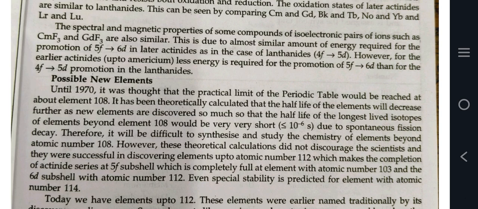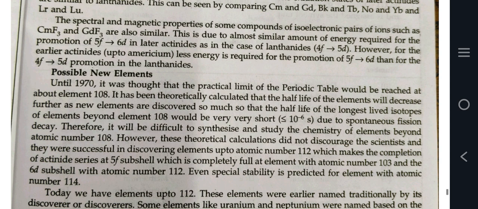Possible new elements. Until 1970, it was thought that the practical limit of the periodic table would be reached at about 108 elements. It has been theoretically calculated that the half-life of these elements will decrease further as new elements are discovered, so much that the half-life of the longest-lived isotopes of the elements beyond element 108 would be very short.